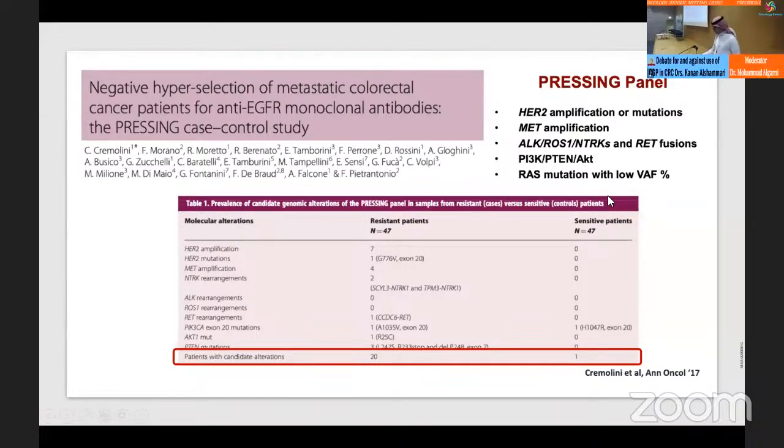She found that some patients were sensitive to anti-EGFR monoclonal antibodies. Some patients were resistant to anti-EGFR monoclonal antibodies. And she did this panel, which she called a pressing panel. So this limited panel NGS. So she found that there were HER2 amplifications or mutations, MET amplifications.